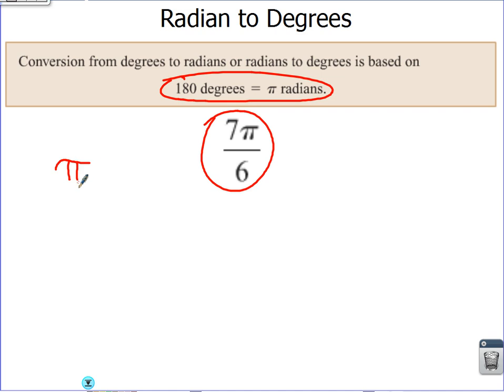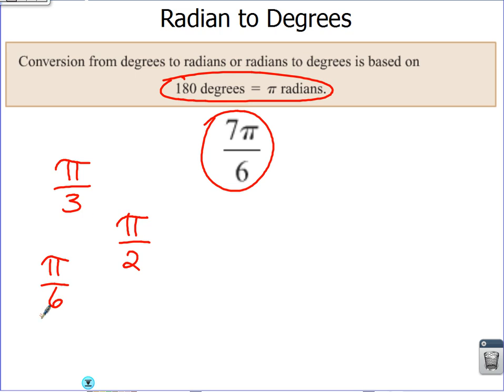If pi is 180 degrees, somebody tell me what's pi over 3? How many degrees is that? 60. 180 divided by 3 is 60. What's pi over 2? That's 180 divided by 2, which is 90. So pi over 2 radians is 90 degrees. What's pi over 6? 30. Does everybody understand where those are coming from? Pi radians is 180 degrees. If you want to change those back to degrees, just plug in 180 for pi. So this is 60, 90, and 30.